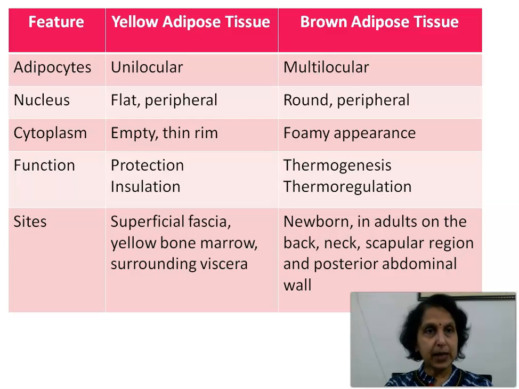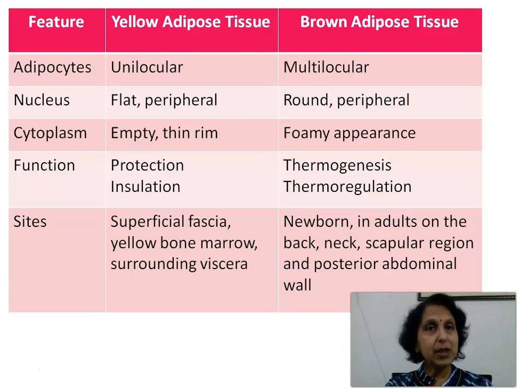The adipocytes in yellow adipose tissue are unilocular, while in brown adipose tissue they are multilocular. The nucleus in yellow adipose tissue is flat and placed at the periphery, while in brown adipose tissue it is a rounded nucleus placed at the periphery. Cytoplasm in yellow adipose tissue is empty and is seen as a thin rim of cytoplasm, while in brown adipose tissue it gives a foamy appearance. The function of yellow adipose tissue is protection and insulation, while that of brown adipose tissue is thermogenesis and thermoregulation.